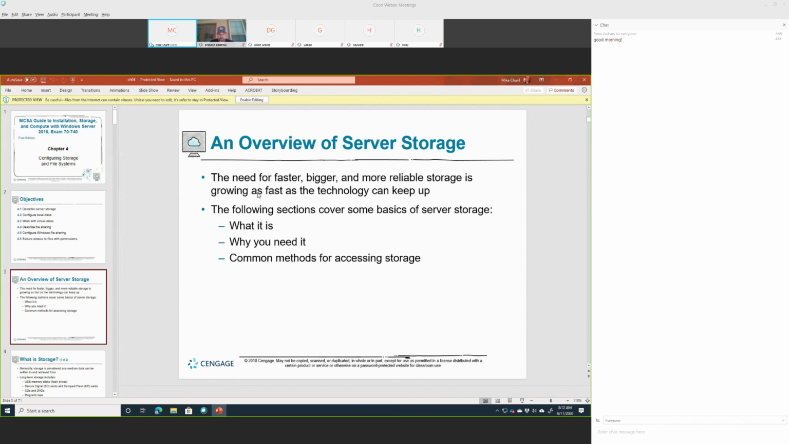And that's what this chapter is about. The following sections cover some basics of server storage: what it is, why we need it, and common methods for accessing storage. We already pretty much covered basically what storage is. What is storage? Simply, it is to store information. Why do we need to store the information? Well, to use it later or to analyze it.